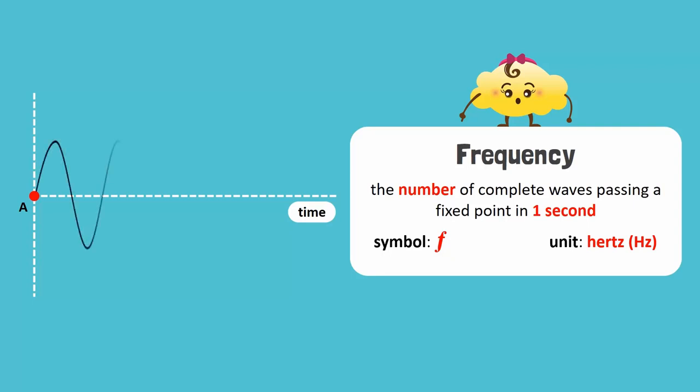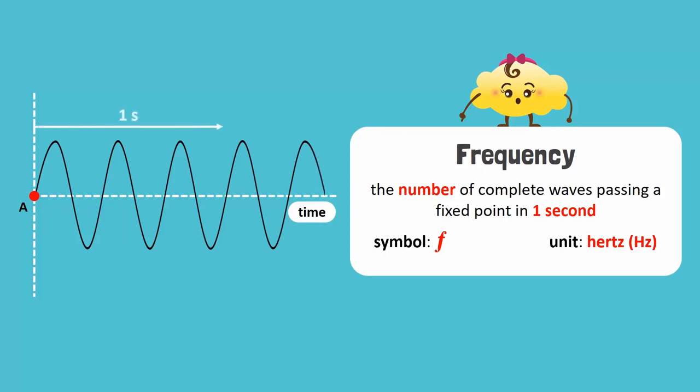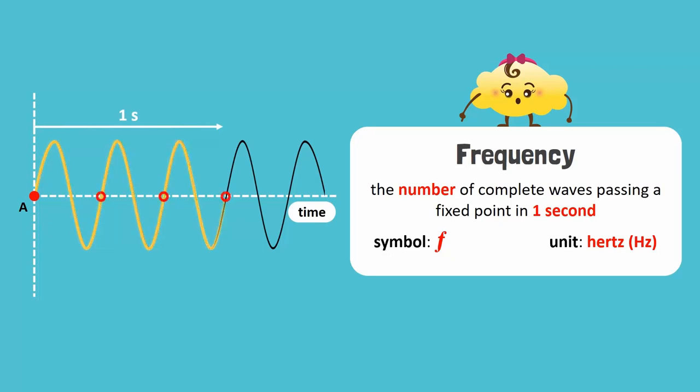Let's look at this wave, which is traveling from left to right. Can you count how many waves pass through point A in 1 second? Observe that in 1 second, exactly 3 waves pass through point A. Therefore, the frequency of this wave is 3 Hz.